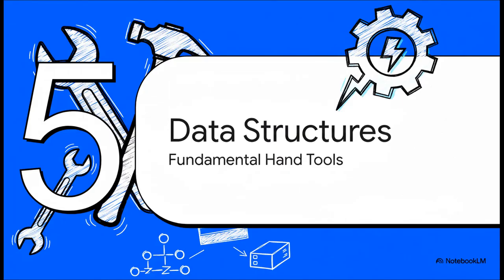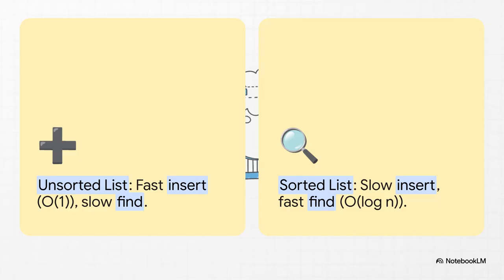That theory can feel a bit abstract, I know. So let's make it super concrete. We can apply this Big O idea directly to the most basic hand tools we have as programmers, the data structures we use every single day. So just take a simple list. If you don't bother sorting it, adding a new item is crazy fast. It's an O(1) operation. You just tack it on the end. But finding something, you might have to look through every single item. On the other hand, if you keep that list sorted, finding an item is blazing fast, an O(log n) operation. The catch? Now, every time you add something, you have to find the right spot for it, which makes adding things way slower.